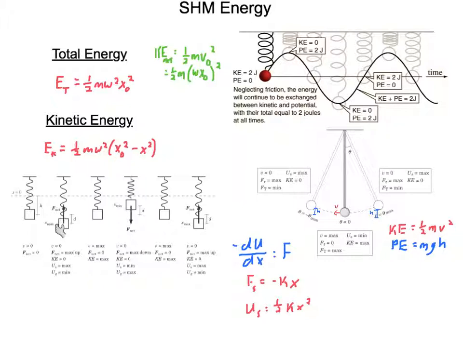And then, of course, if you need to calculate potential energy stored in the simple harmonic oscillator, you calculate total and you calculate kinetic and you subtract, and whatever you're left with would be your potential energy. Energy in your simple harmonic oscillator is conserved. The total amount of energy always remains the same.